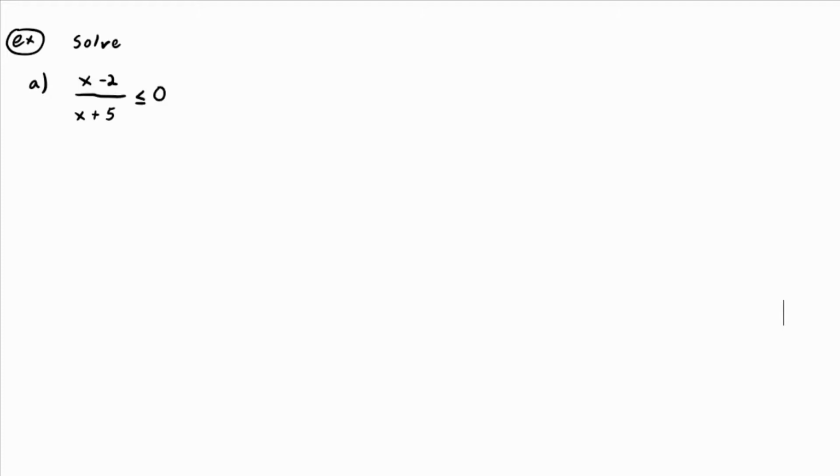Once we have our critical values, we use test values to determine which intervals are actually intervals of solution. So let's find our critical values. The only difference here, so think about this guy. To find the critical values, yeah, you set it equal to 0, just like before.